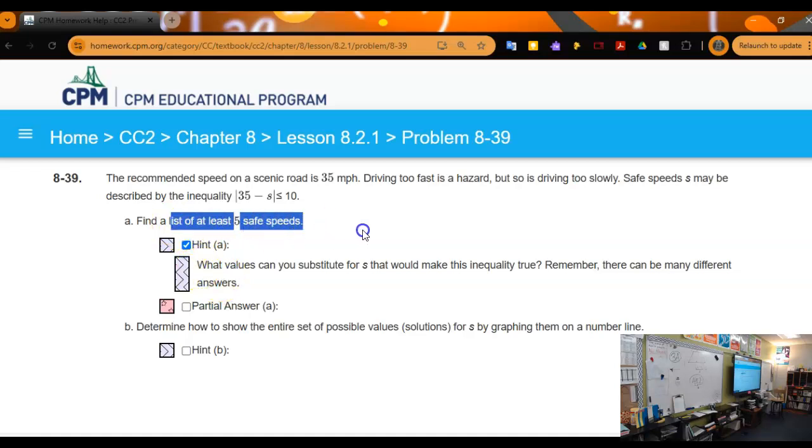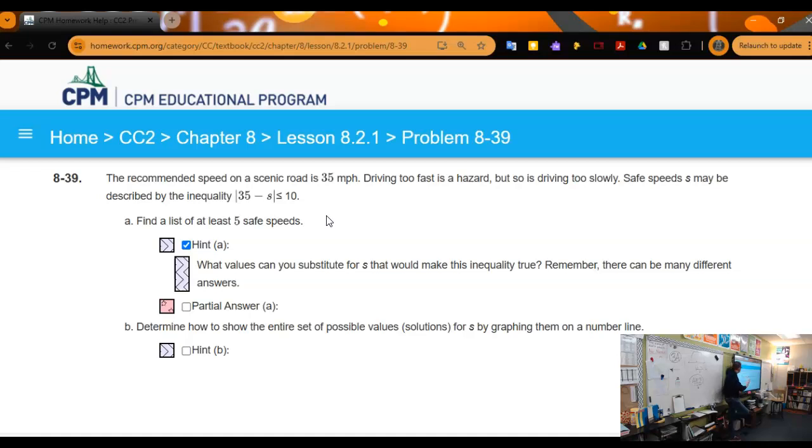So, since it says find a list of 5 safe speeds, do I have to actually solve this? Do I have to do algebra on both sides? No. I could just guess and check. So I need to be within or less than 10. Right? When I do this, absolute value does what? Yeah, and what it does, you're absolutely right. What it does makes things positive, right? So, if I plug in 35 minus 10 is 25. Absolute value, still 25. Am I left? Darn it. So 10 wouldn't work.